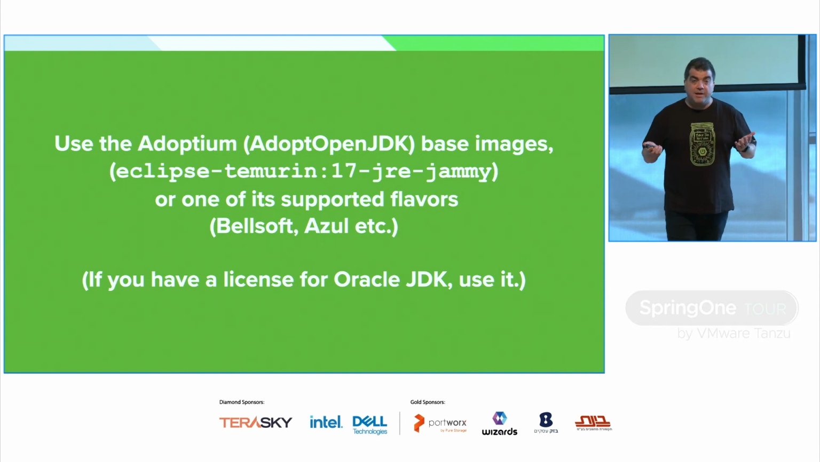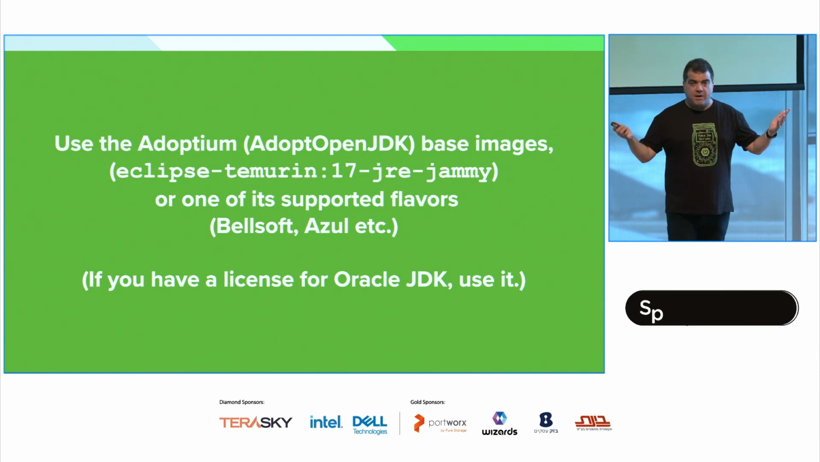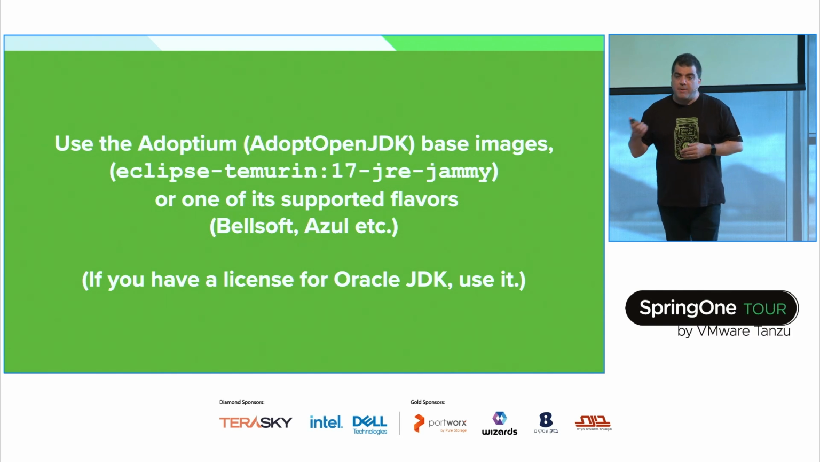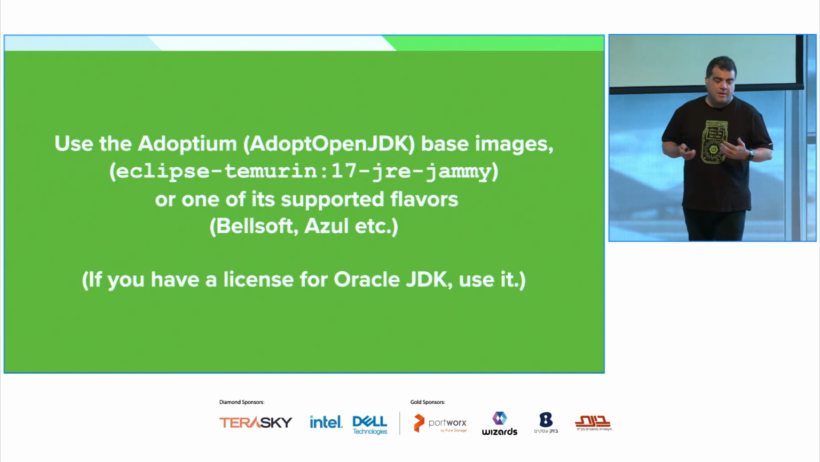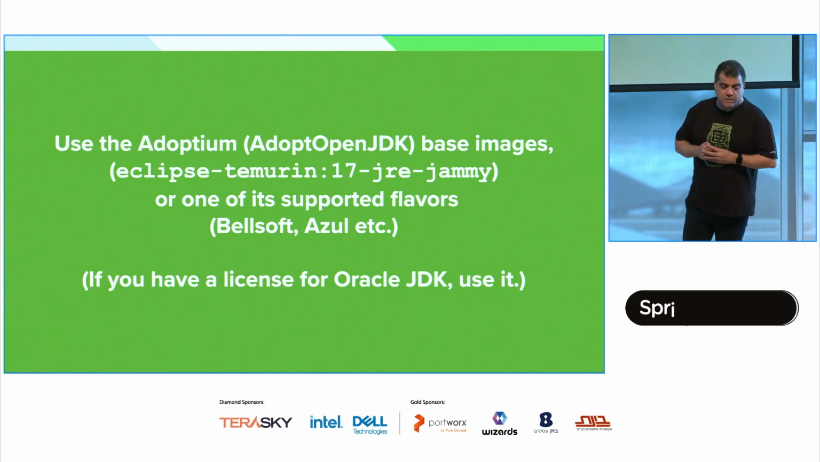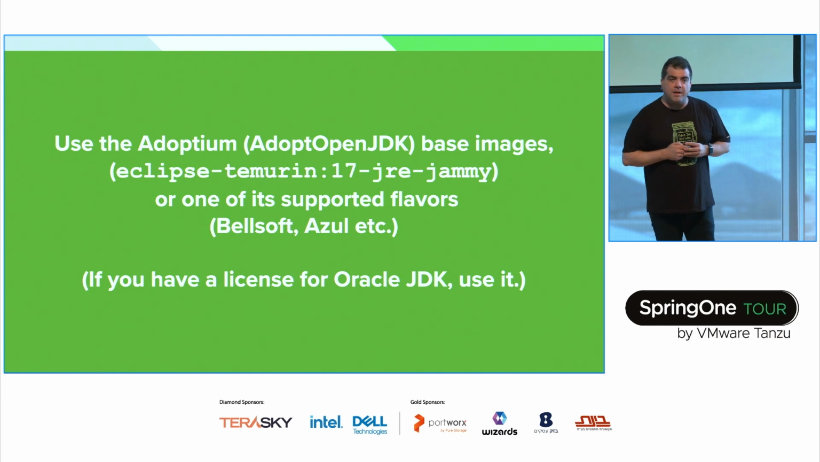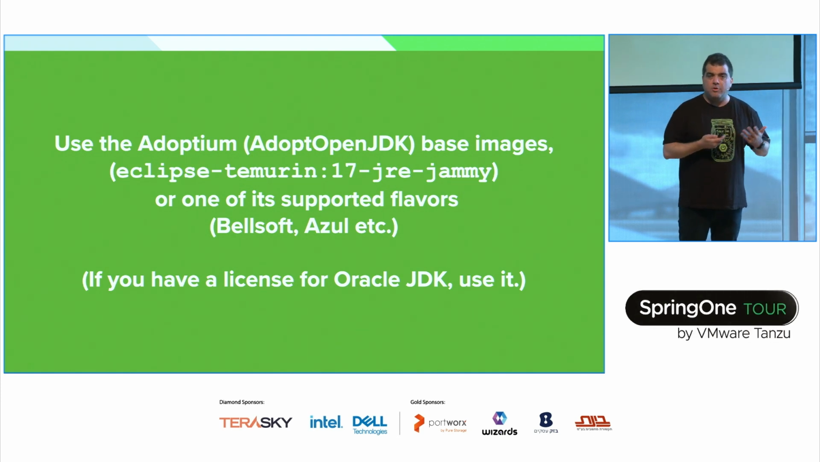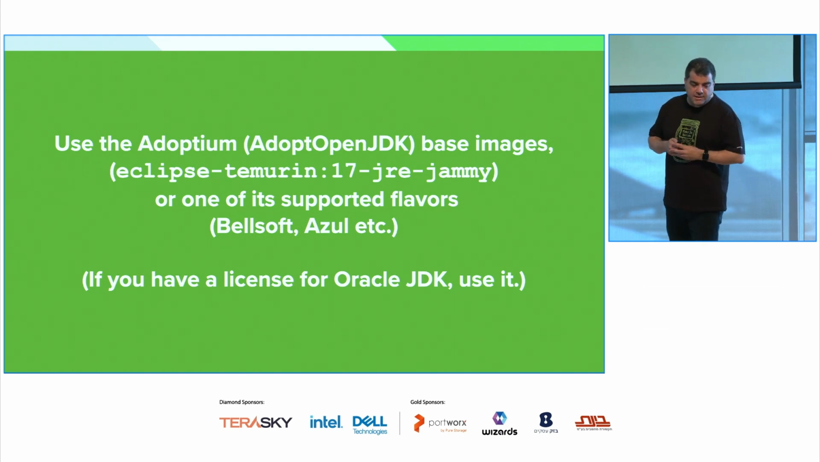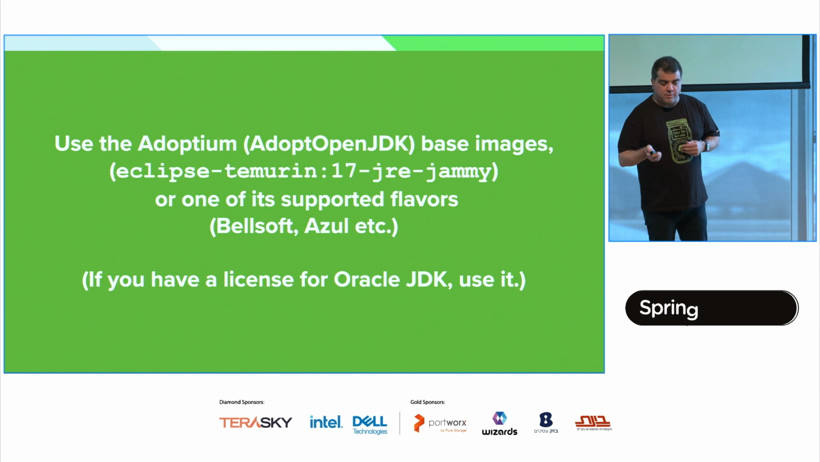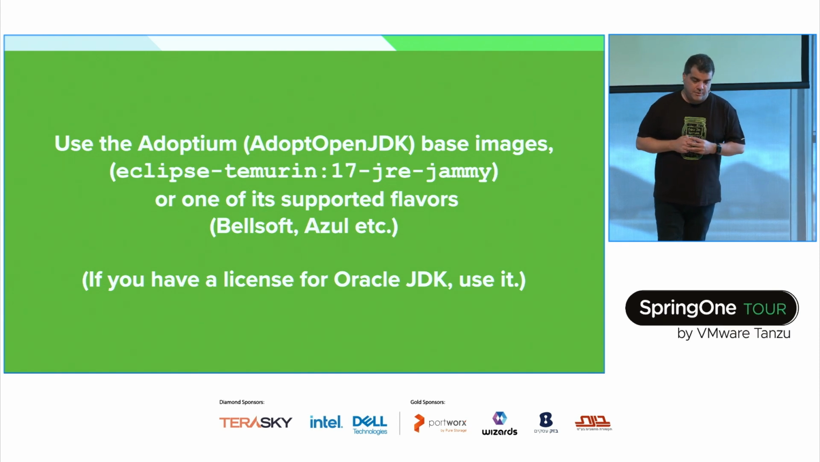In terms of the JDK distribution, there are a ton of vendors out there, things like Bellsoft and Azul. Obviously, Oracle is one of the main options. So anything that really supports what is now called the Adoptium distribution, what used to be called AdoptOpenJDK, which is basically a community-driven effort for OpenJDK, is going to be a great option, like the Eclipse Temurin 17 based on Ubuntu Jammy that we see here.